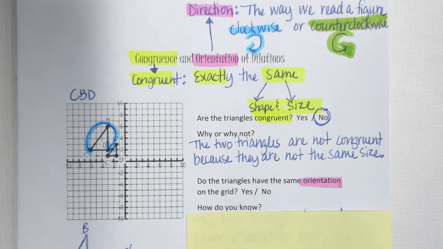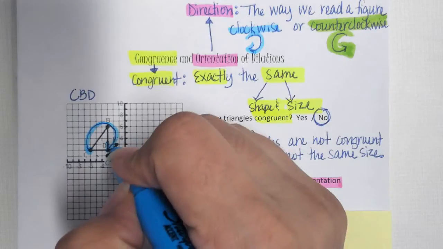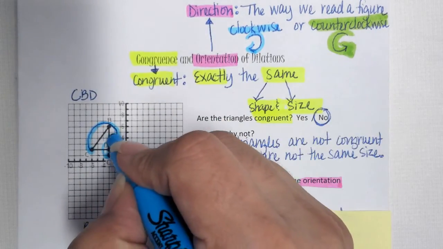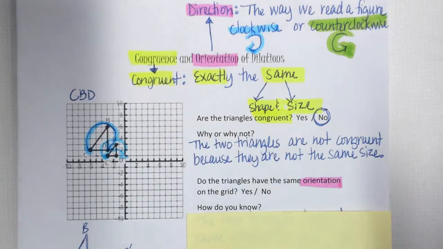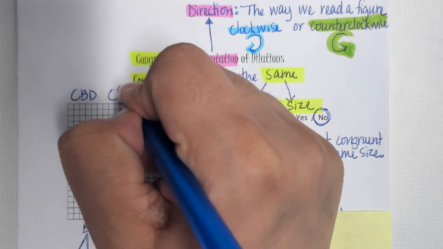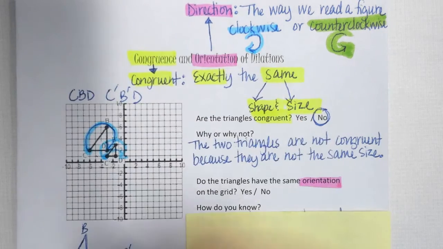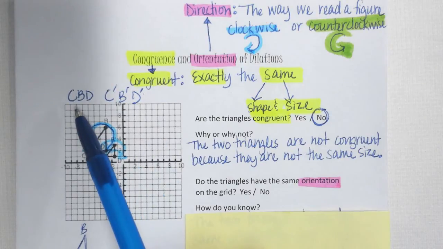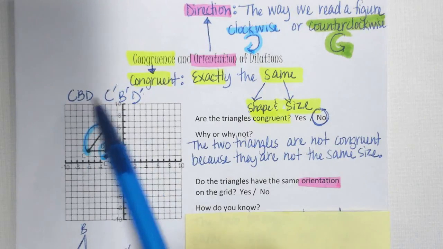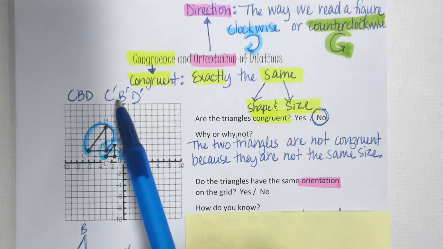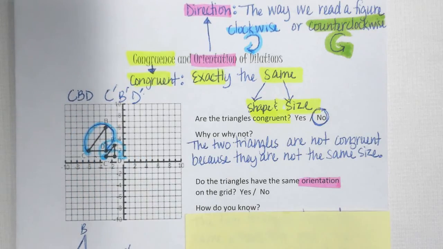Then I have to start with the same letter and read it in the same direction. So I'm starting with C prime, then B prime, D prime. So I have C prime, B prime, D prime. Now I can see that I'm reading the letters in the same order: C, B, D, and C prime, B prime, D prime. So orientation is preserved.